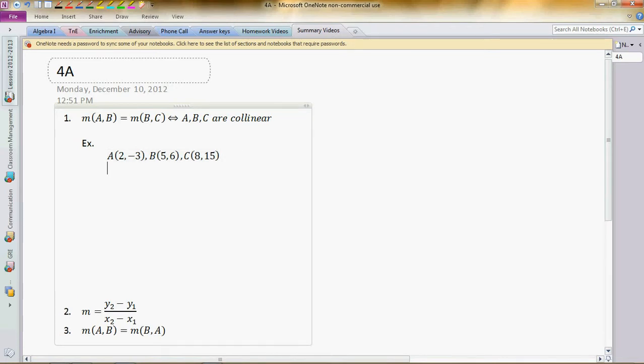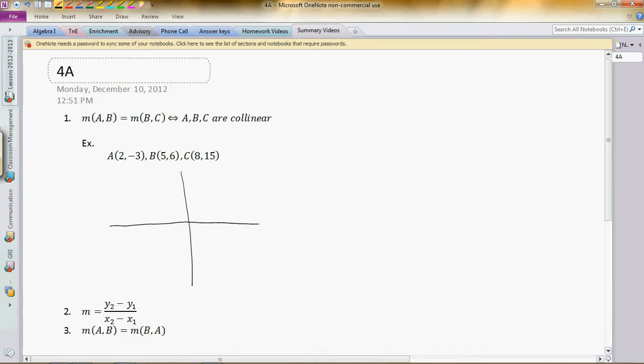The slope between, so let's graph first, so that may be easier to see it. Let's graph those points. Let's say we have some graph like that. And 2, -3 will be 1, 2, and 3 down. This is A. B will be 5, 6, so you go 1, 2, 3, 4, 5, and go up 1, 2, 3, 4, 5, 6. That's point B. And point C will be 8, so 5, 6, 7, 8, somewhere over here. And 15 will be somewhere up here.